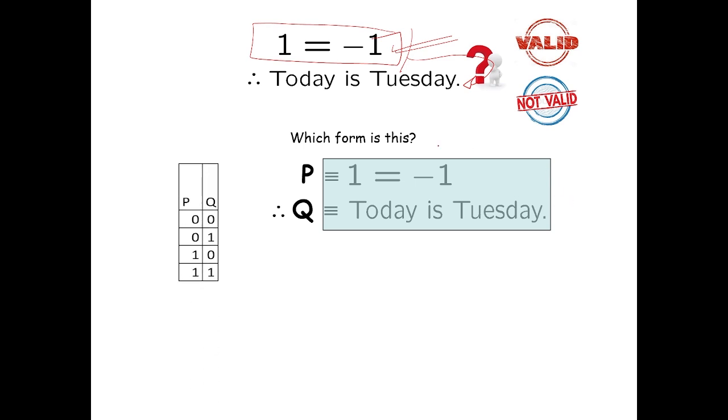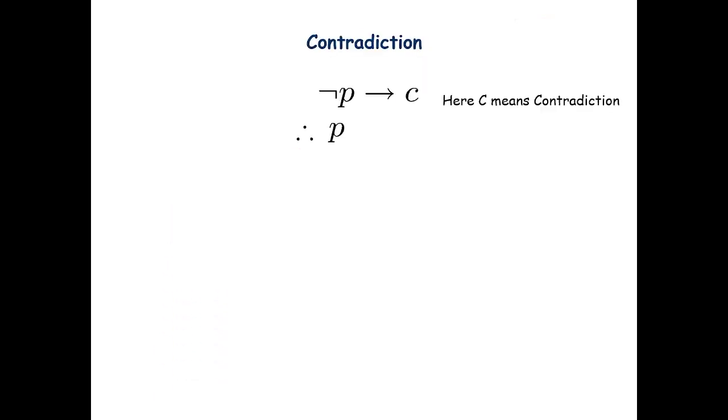You just say P, so Q. P and Q, we say that we look at this and see 0 and 1. Two different answers. There's a false case here, so this is not valid. Okay, so contradiction. Here C means contradiction, okay? So not P implies C.